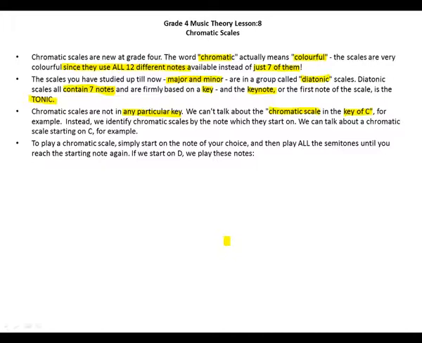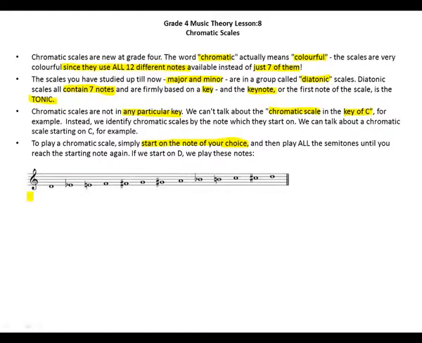To play a chromatic scale, simply start on the note of your choice, and then play all the semitones until you reach the starting note again. If we start on D, we play these notes. Let's take a look at the notes we'll be playing if we start on D.